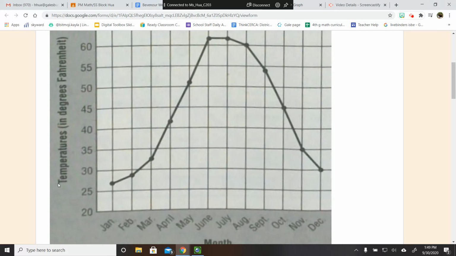Okay? So if you look on the left of the graph, you will notice that it is 20, 25, 30, 35, 40. They're all in 5 degrees increment. Now, if you look at the bottom of the graph, you will notice it says January, February, March, April. Please mute yourself when I'm giving directions, and I will talk to you when I'm ready. And then you have May, June, July, August, September, October, November, December. You have the 12 months of the year.